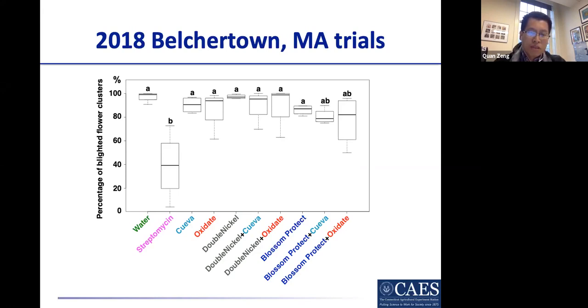So as you can see, under such a high disease pressure, in the water treated control, almost 100% of the flower clusters got fire blight, and even streptomycin treatment couldn't rescue it. Still about 40% of the flower clusters got disease. And under such a high disease pressure, none of the organic treatment practices provided any meaningful control against fire blight. But still, Blossom Protect in combination with the non-antibiotic bactericides, Cueva and Oxidate, still performed relatively better than the other organic materials.